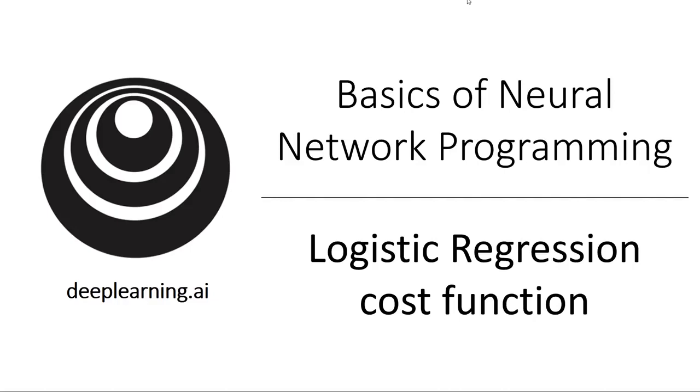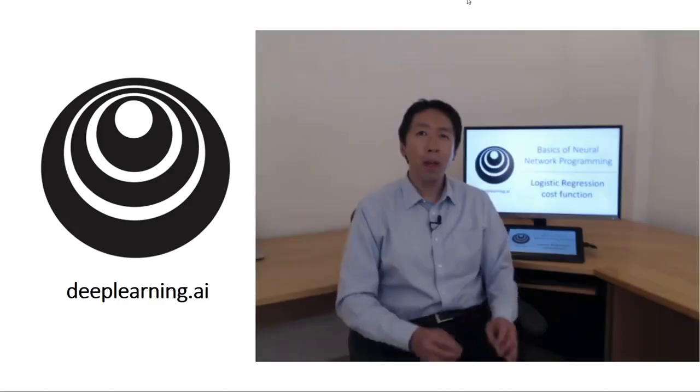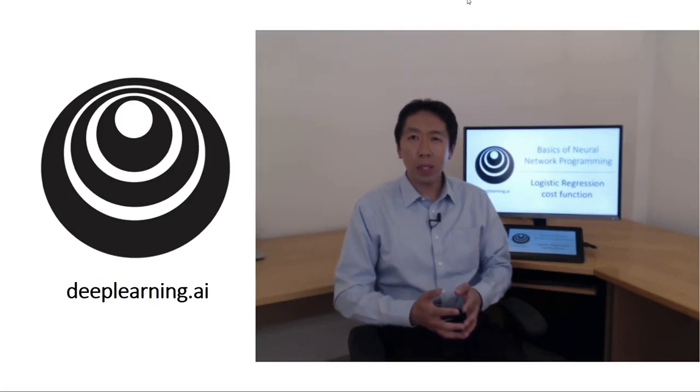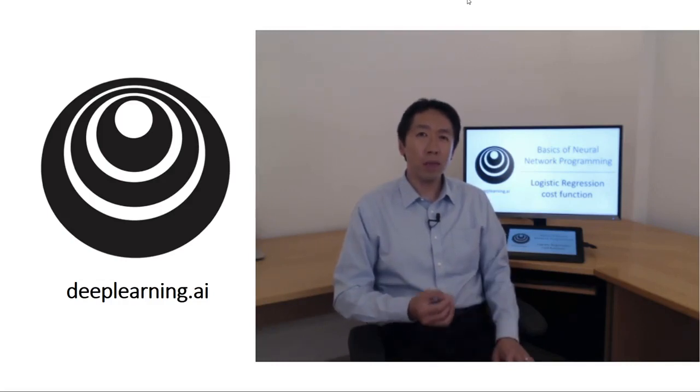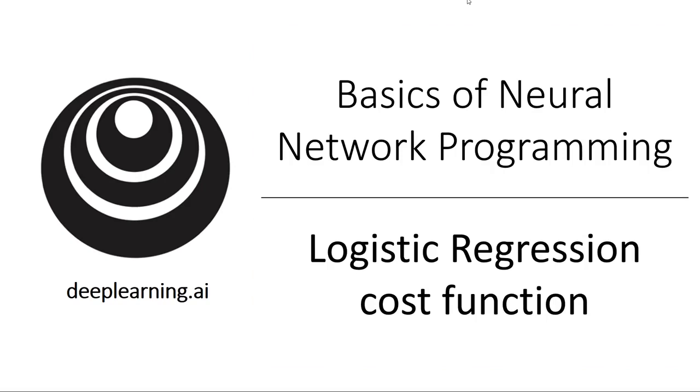In the previous video, you saw the logistic regression model. To train the parameters w and b of your logistic regression model, you need to define a cost function. Let's take a look at a cost function you can use to train logistic regression.